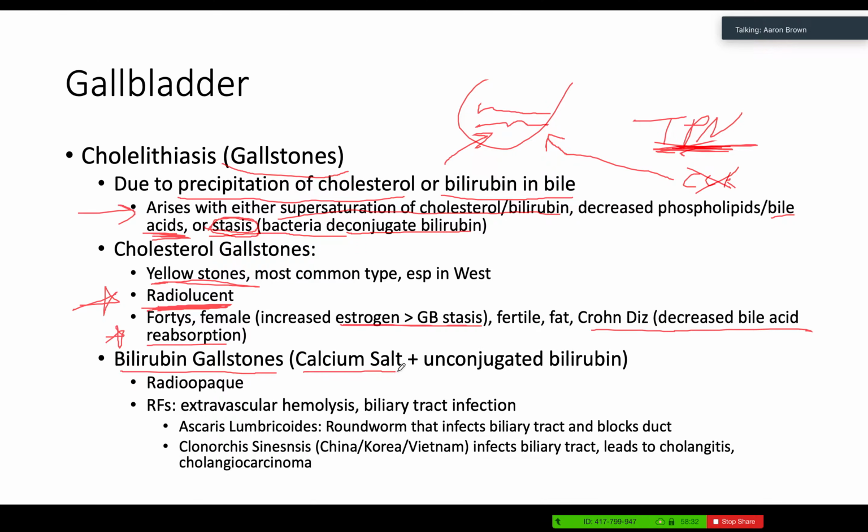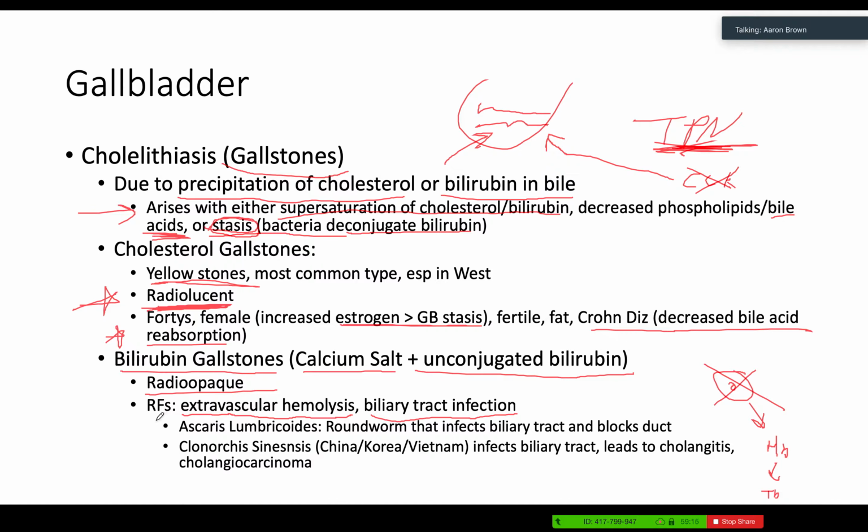Okay. Risk factors for our bilirubin gallstones. Here we have a calcium salt plus unconjugated bilirubin. These are radio-opaque. On an x-ray, we should be able to see them sticking out and looking at us. The risk factors for this type of gallstone is going to be extravascular hemolysis, meaning we have breakdown of our red blood cells. This is our red blood cell. It is getting broken down. Our hemoglobin is being released, and that hemoglobin is going to become bilirubin. Elevated bilirubin inside of that gallbladder is going to increase your risk of it becoming unconjugated and ultimately creating a gallstone. You can have an infection of your biliary tree in certain patients.